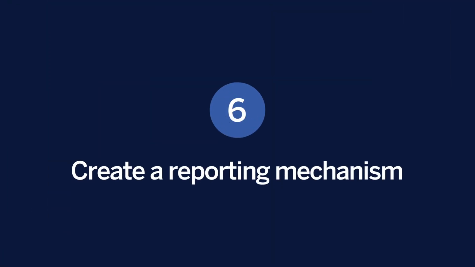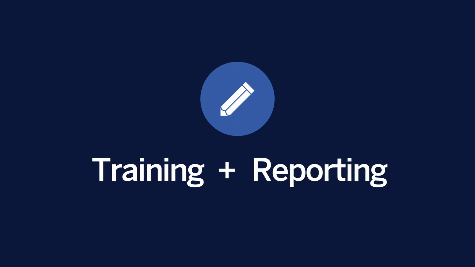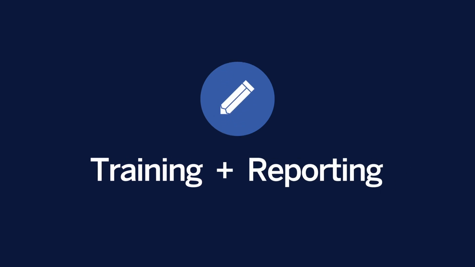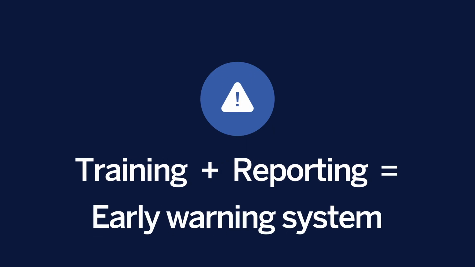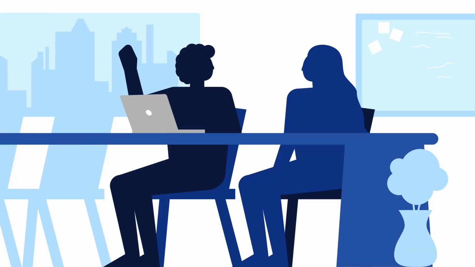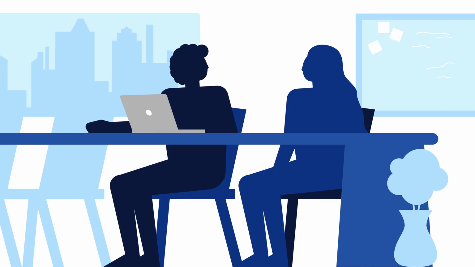Step 6. Creating a reporting mechanism. Training is only part of the prevention battle. Another key piece is making it possible for employees to share their concerns about potential misconduct without fearing any retaliation. Training plus reporting sounds like a good early detection system. Right. Training alone can't guarantee that no one breaks the law. You also need some way for employees to speak up safely when they see something sketchy happening.